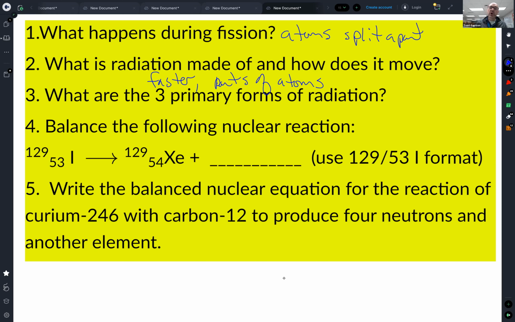What are the three primary forms of radiation? We have alpha, beta, and gamma. Alpha is a helium nucleus. It is 2 protons and 2 neutrons, but it has no electrons, so it's just a helium nucleus. Beta particles are electrons. And gamma is simply light energy.